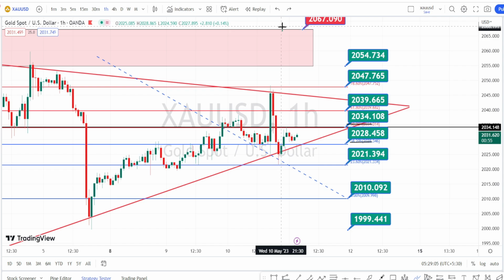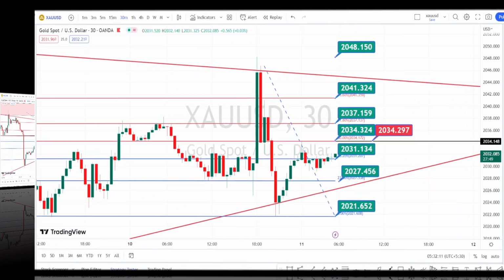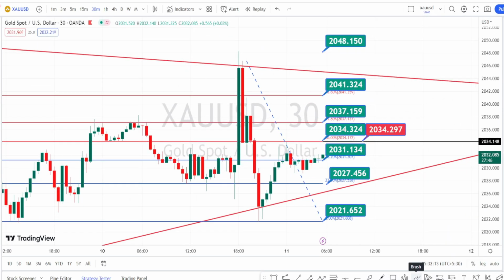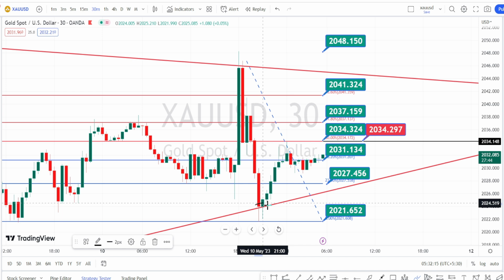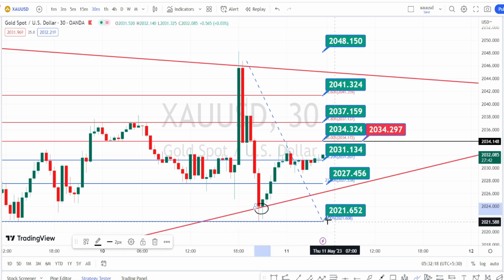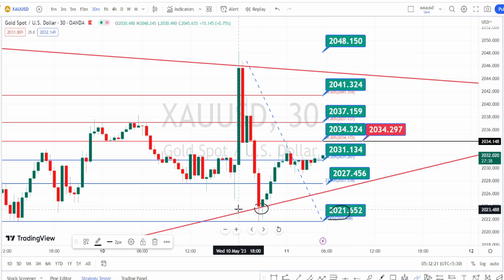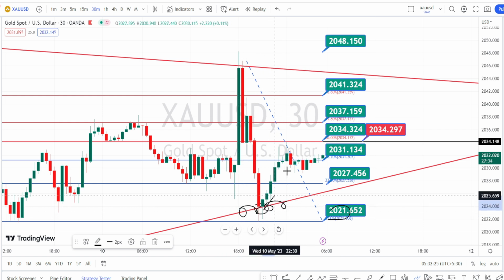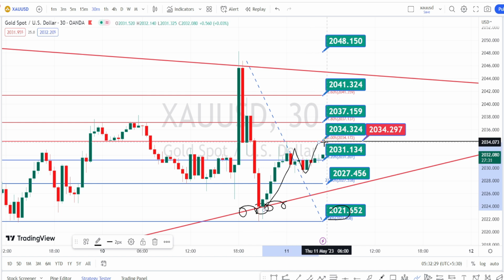Let us mark the support and resistance levels for 30 minutes time frame. I'm in 30 minutes time frame, and in 30 minutes time frame we are noticing the price action take support around the support level of 2021 and on the trend line or the support line of the symmetric triangle pattern, and bounce back on the bullish side retracement. The immediate resistance is going to be around 2034 from the higher time frame.